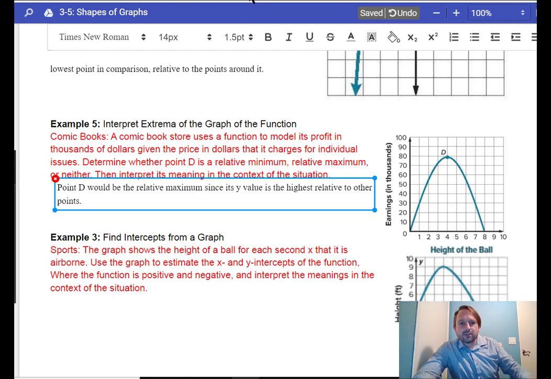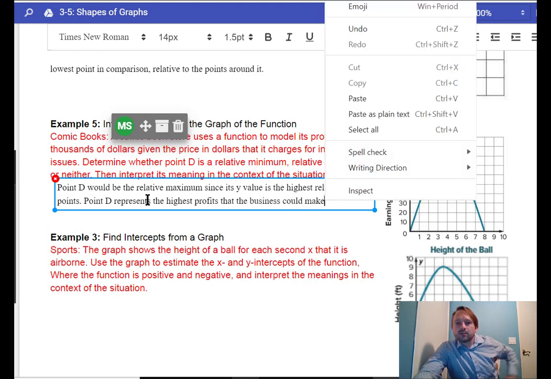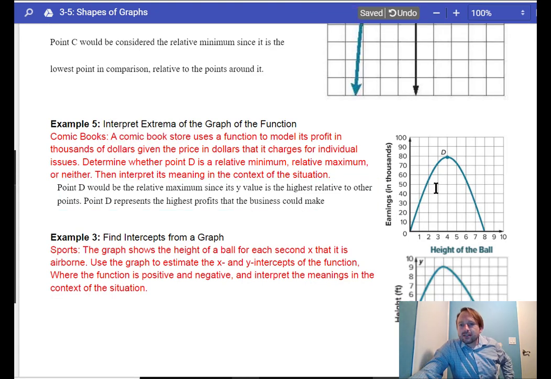Now, going further into it, we would say point D represents the highest profit that the business could make. Looking at D, they make about $80,000. If you go any point away from D, they're making less money. All right, let's continue. Forget about this example 3, I think that's from the previous one. Let's go on.